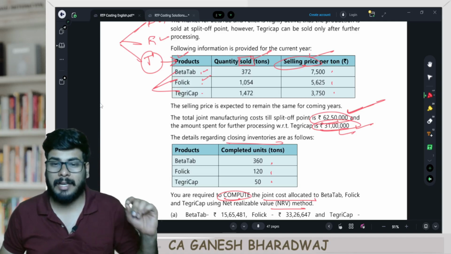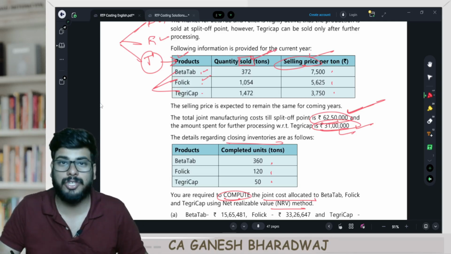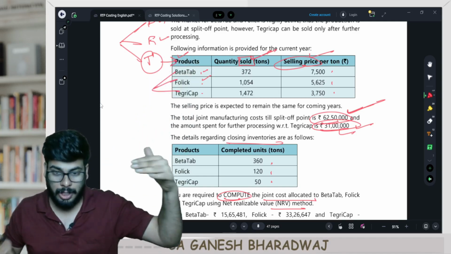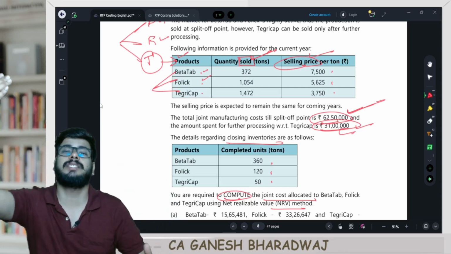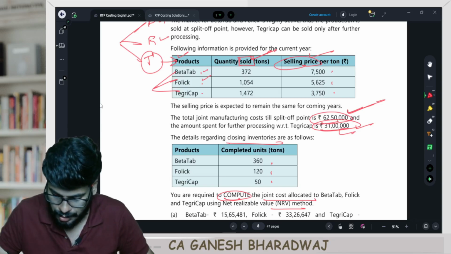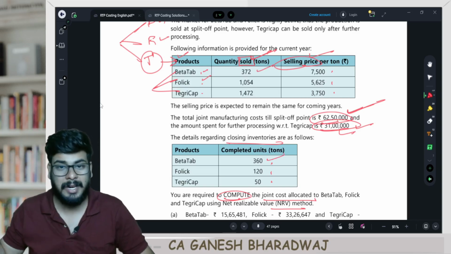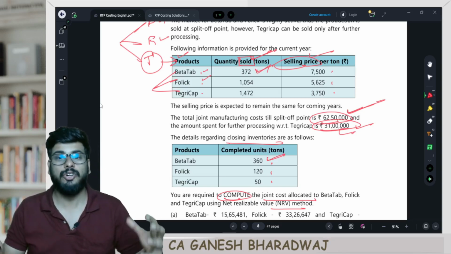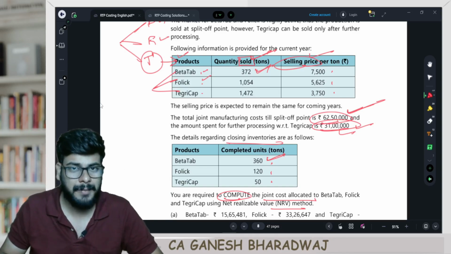Correct? Now, while calculating the NRV, you should not just take the sale value of units sold. You should find out first how many units got produced, total units produced, right? For the total units produced, what is the NRV you need to calculate? Here, if you see, 372 units were sold, but 360 units were completed, but they were remaining unsold. If you add the two, you will get what? The total units produced. In this question, no opening FG is given, correct?